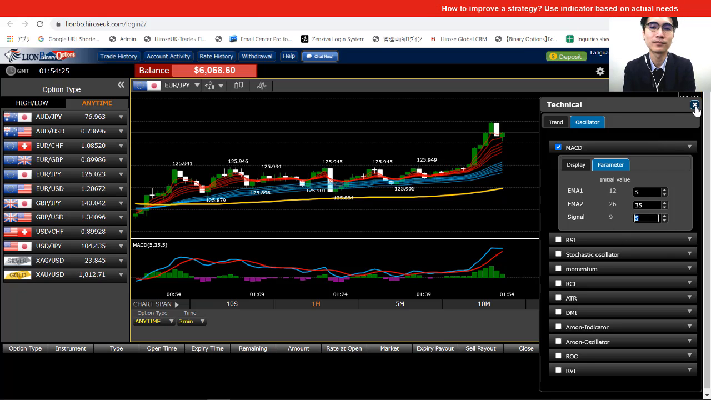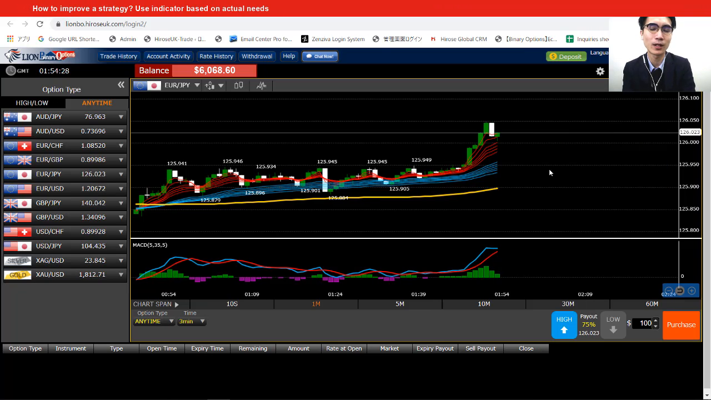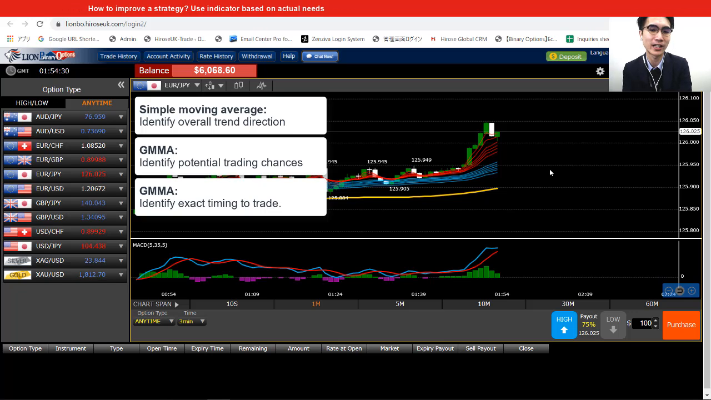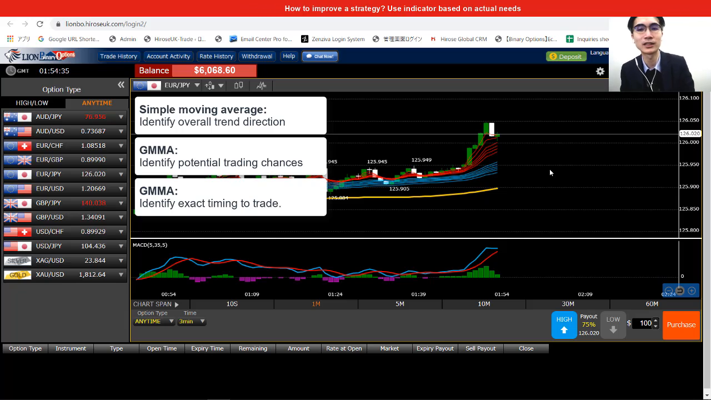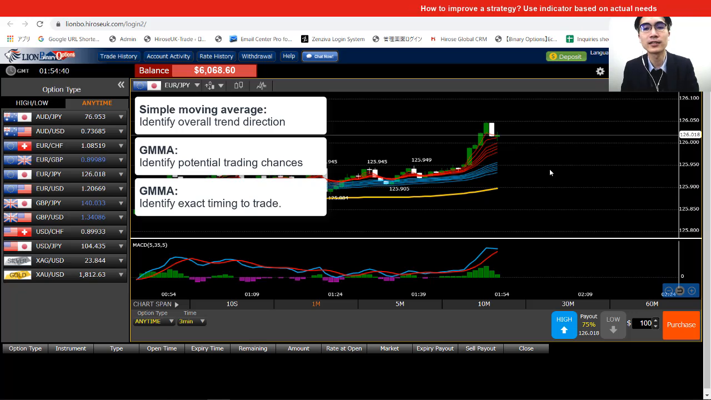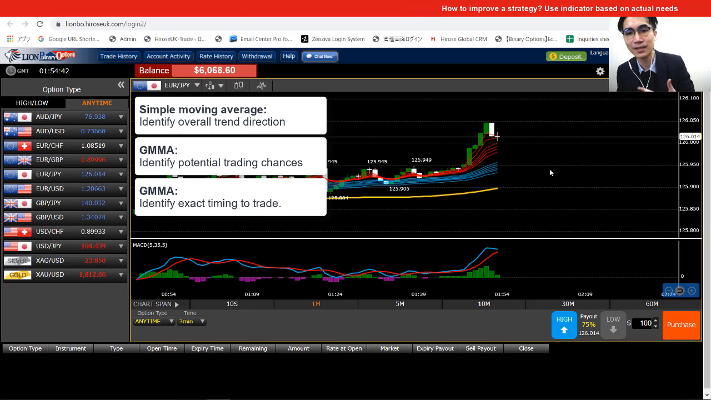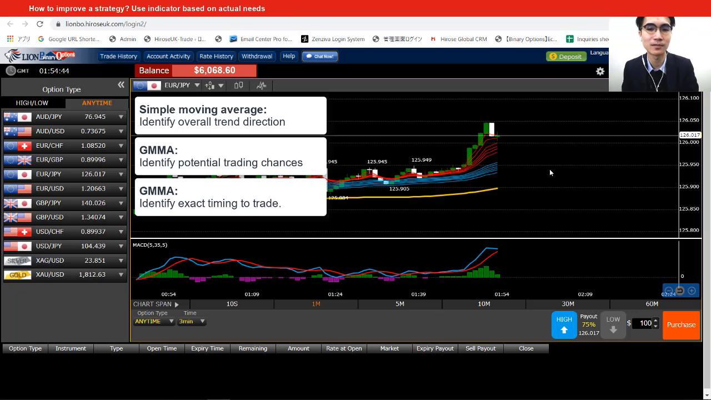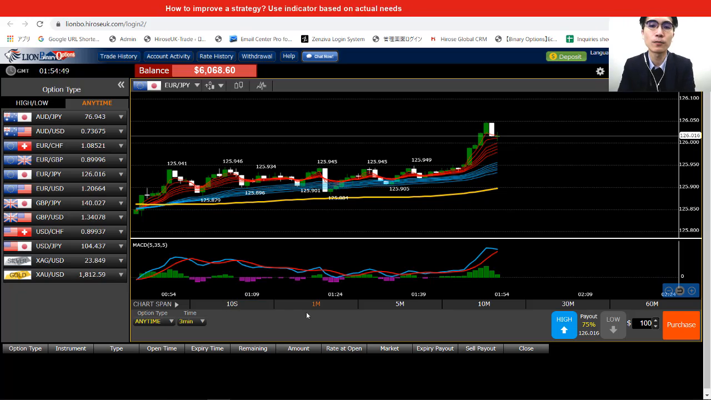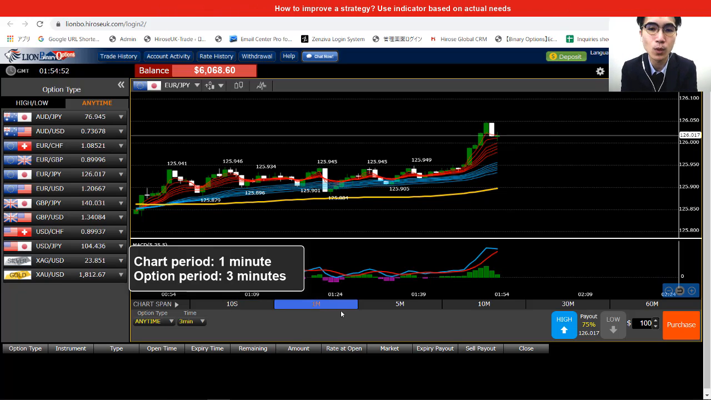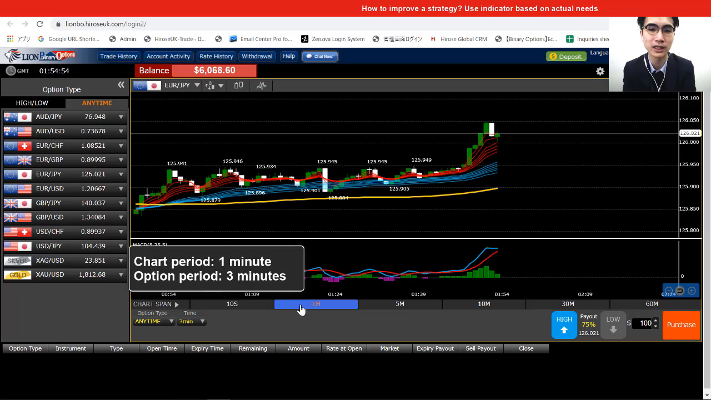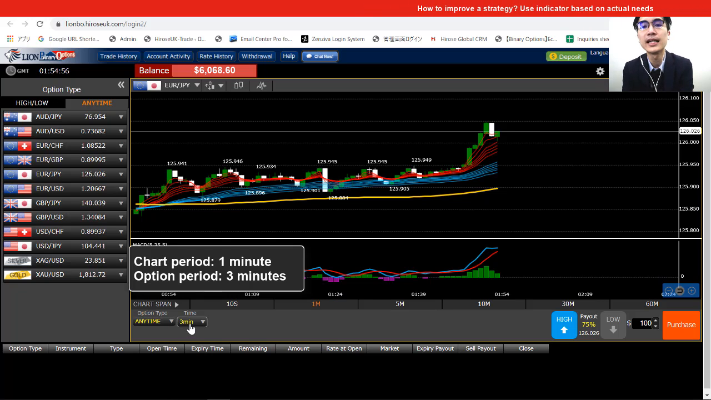The rough purchase timing I can identify by the GMMA, and then for the detailed, exact purchase timing to open the trade, I will use the MACD. That's how I improve a main indicator by observing what needs to be improved. For today I will be trading with a 1 minute chart, using it to trade with a 3 minutes option, and I will explain it more while I trade later.